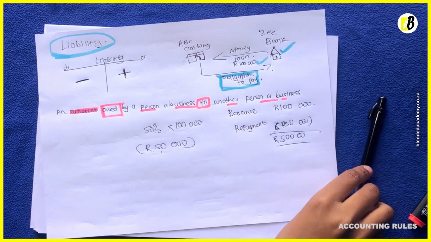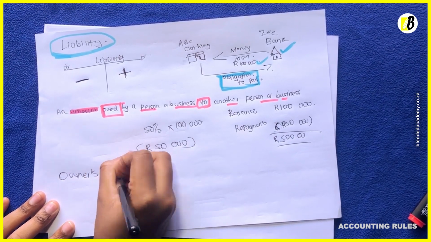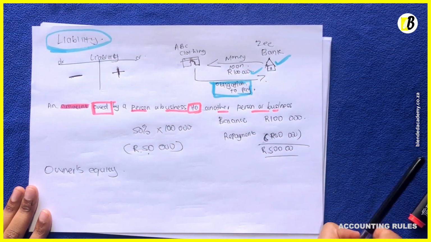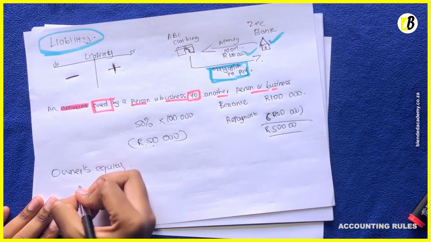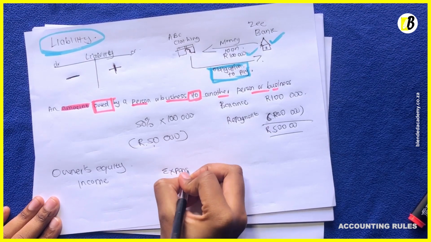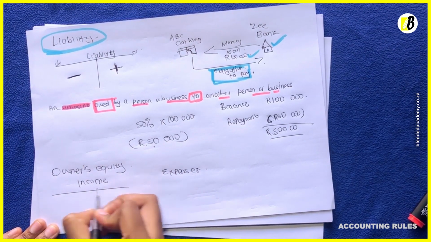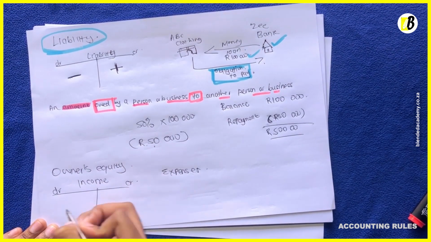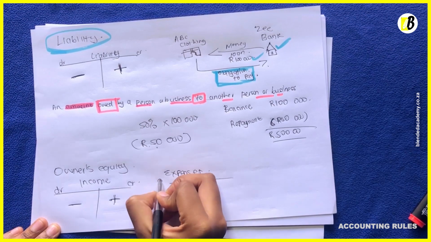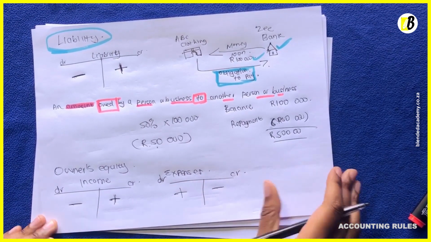So now let's get to our owner's equity. Our owner's equity is comprised of income and expenses. It is said that our income decreases on the debit side, it increases on the credit side. However, our expenses are vice versa. Our expenses increase on the debit side and decrease on the credit side.